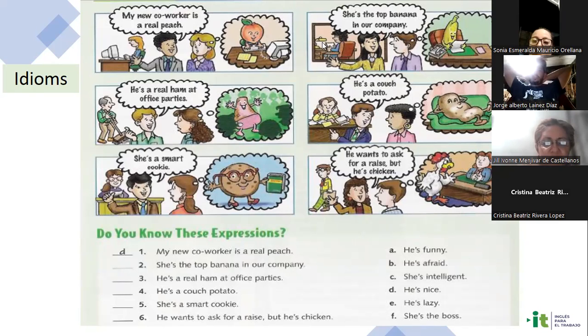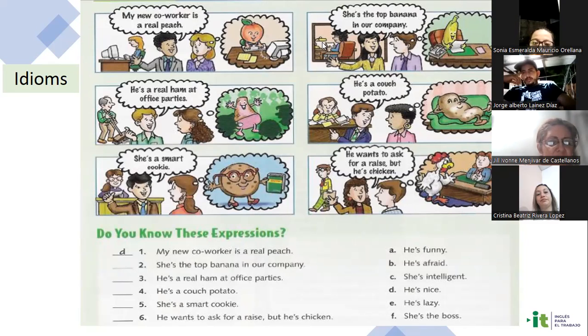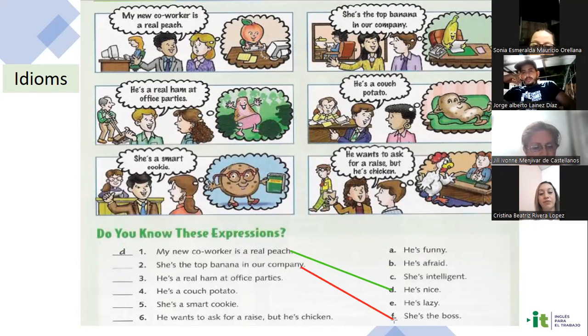Okay, let's do it together. Again. Good. My new coworker is a real peach. A real peach means that he's nice. You're a real peach. You are very nice. She is the top banana in the company, right? Means she's the boss. El jefecito, right? That's the top banana. You're the top banana. Okay, real ham at office parties. Real ham is funny.